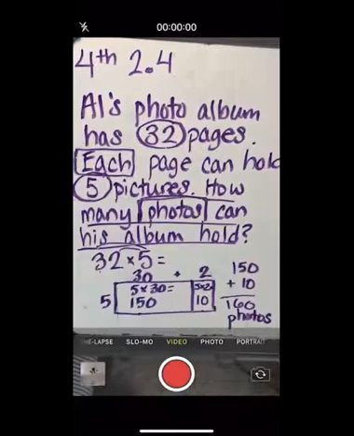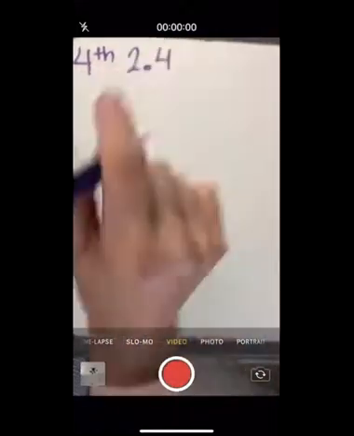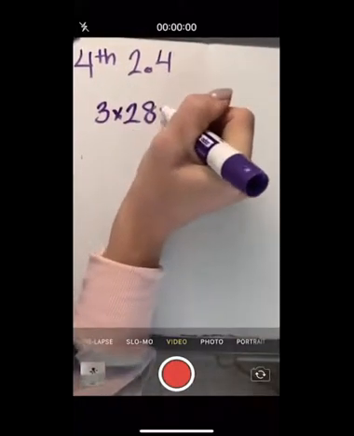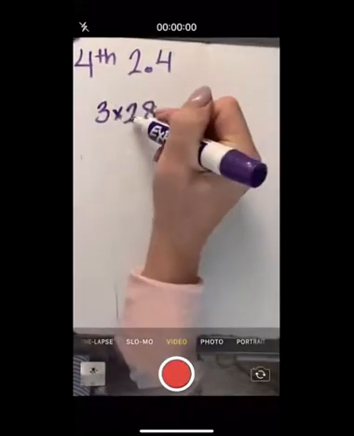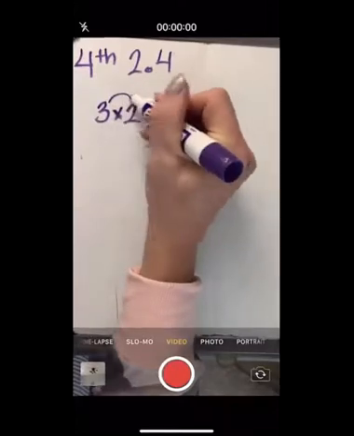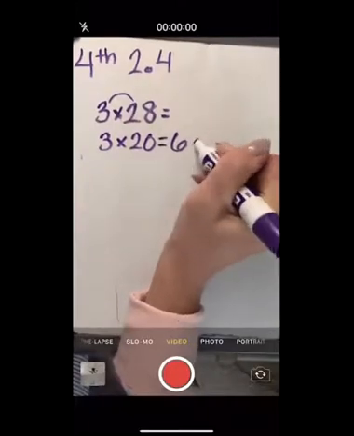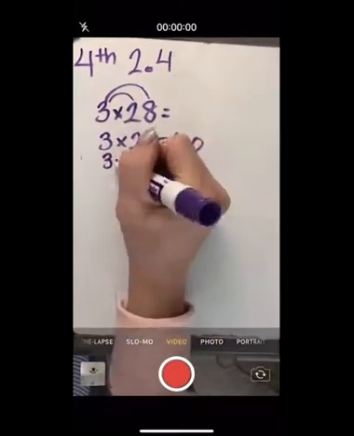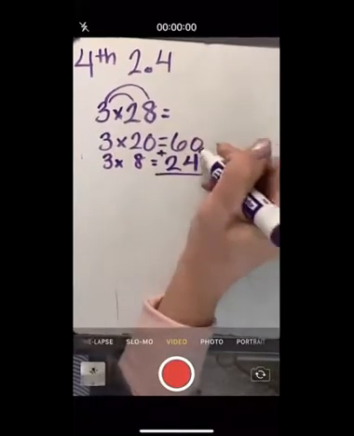So I want to show you kind of taking the area model away, what this would look like, just like we were talking about. So let's start with 3 times 28. There's a couple different ways we could do this. We know our 2 is not just a 2, we know it's a 20. So we could do 3 times 20 equals 60. And then multiply our ones. 3 times 8 is 24. If I add them together, I get 84.